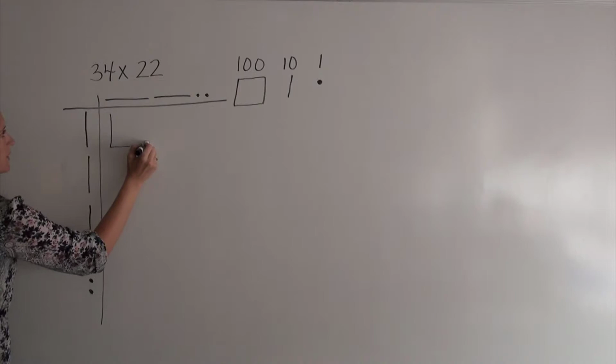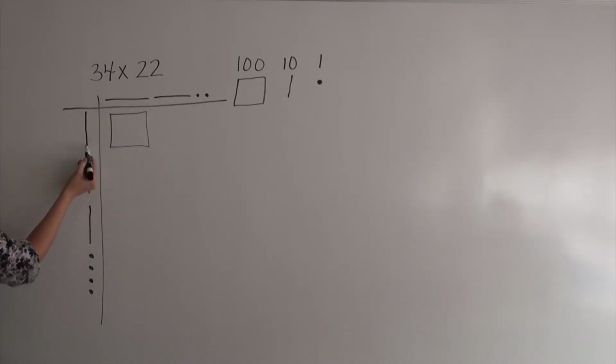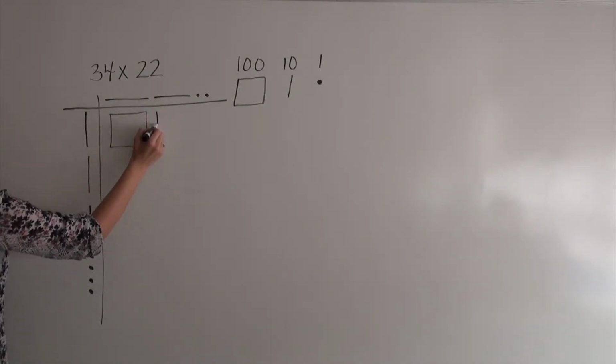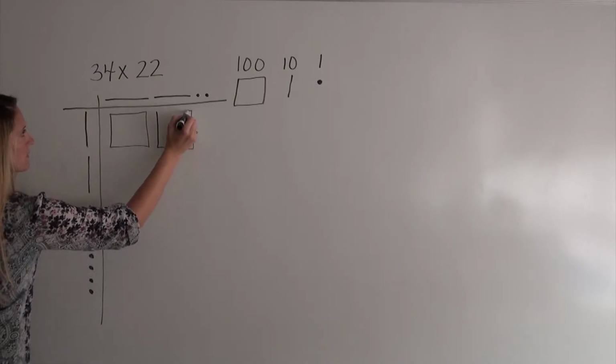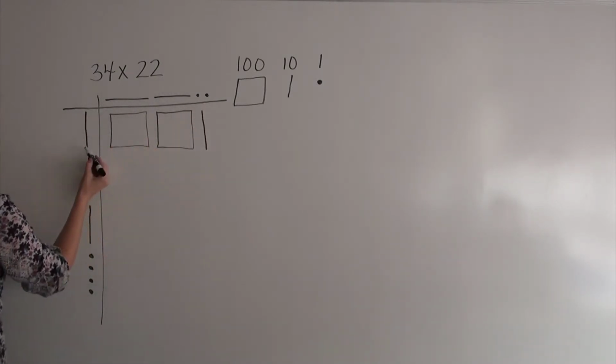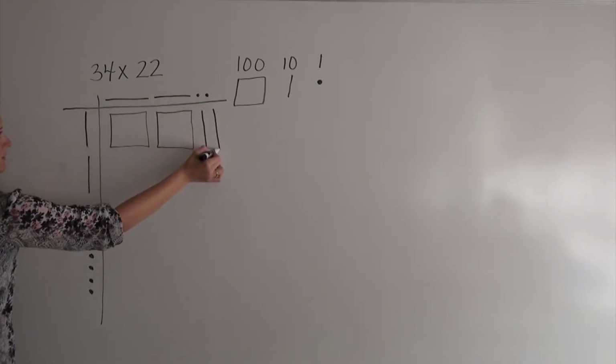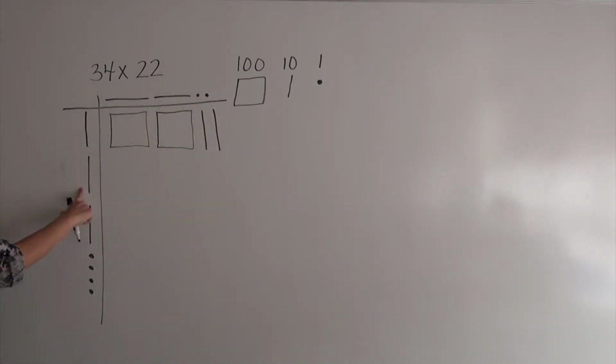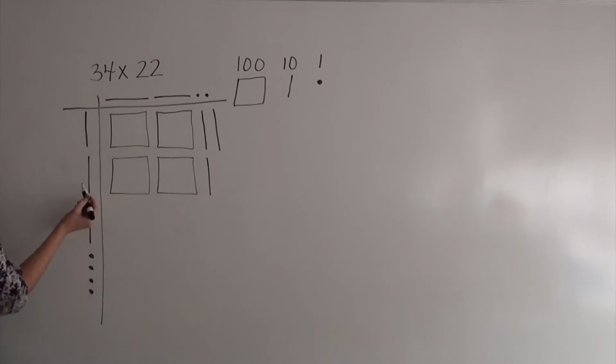I will draw a hundreds plot. 10 times 10 is 100. 10 times 1 is 10, and 10 times 1 is 10. I will multiply my next 10. I will now multiply my last 10.